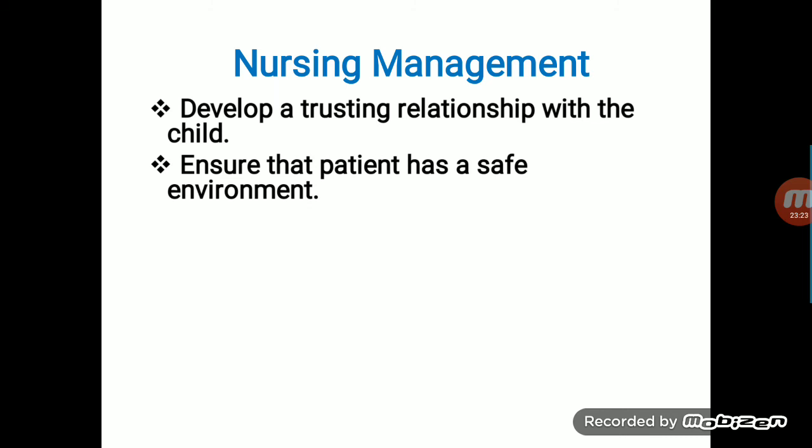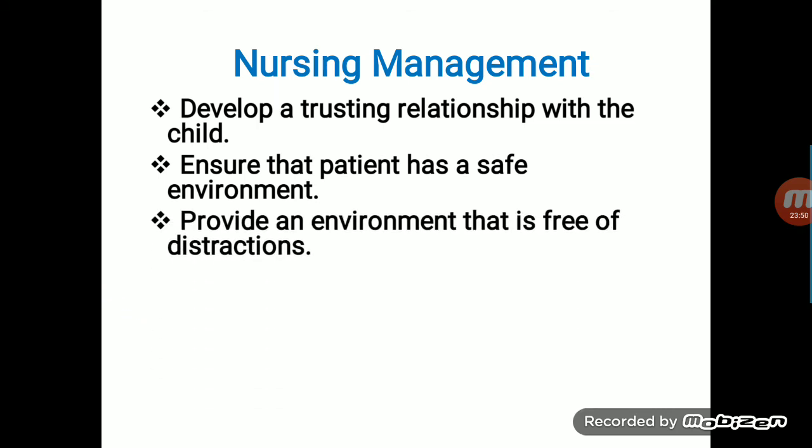Wherever the child is, in whichever environment the child is, we have to always see that the environment is clear, and no sharp articles should be there in front of the child, or in and around where the child stays. Why? Because of their impulsive behavior, the child may harm himself or others, right? So because of that, the environment should be safe, and provide an environment that is free of distraction.